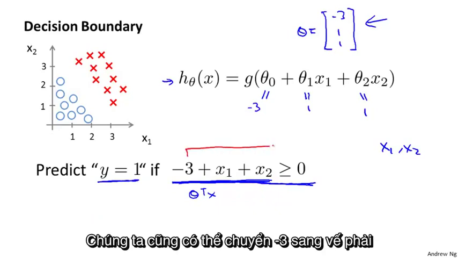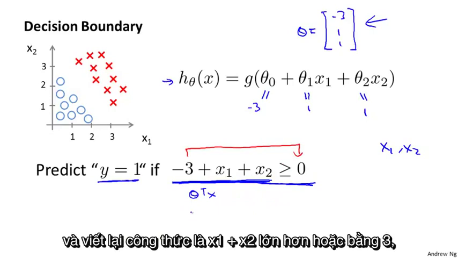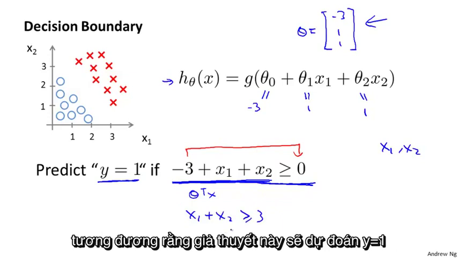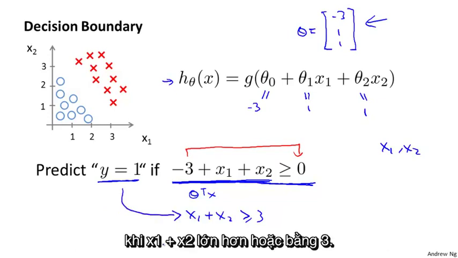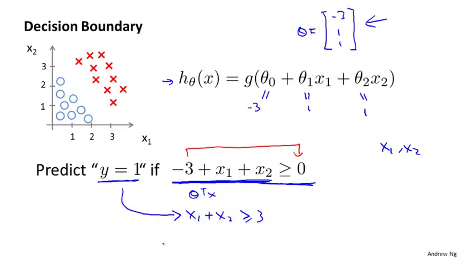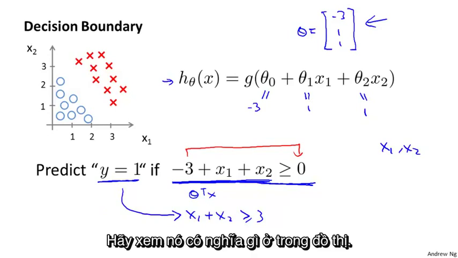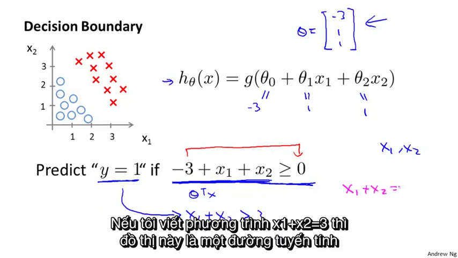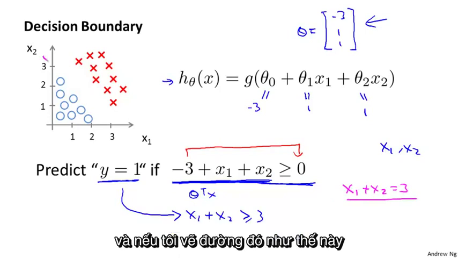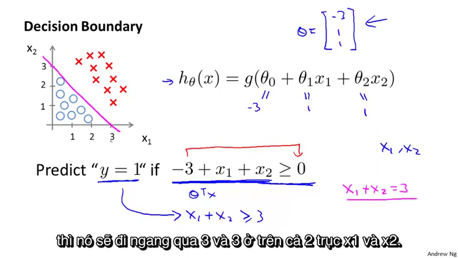We can also take minus 3 and bring this to the right and rewrite this as x1 plus x2 is greater than or equal to 3, and so equivalently we've found that this hypothesis will predict y equals 1 whenever x1 plus x2 is greater than or equal to 3. Let's see what that means on the figure. If I write down the equation x1 plus x2 equals 3, this defines the equation of a straight line, and if I draw what that straight line looks like, it gives me the following line, which passes through 3 and 3 on the x1 and the x2 axes.